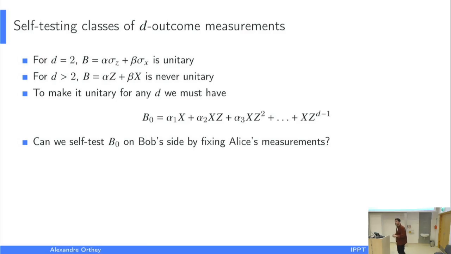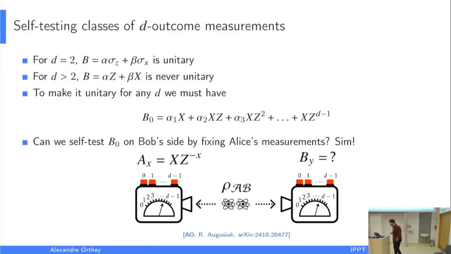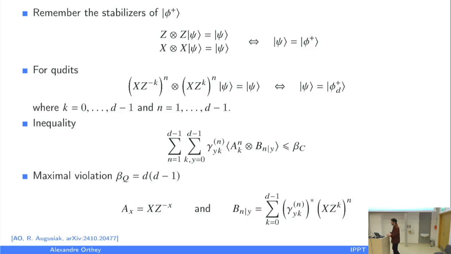And that is unitary. So in this paper, we show that we can self-test this kind of measurements as a function of these constants. How do we do that? Using only two parties, but then we have to use D measurements on each side. We use the same method as before. We have the stabilizers. You remember that the stabilizers of the phi plus state are only Z times Z and X times X. If you go to higher dimensions, then the stabilizers are going to be this set of measurements. They look a bit ugly, I know.